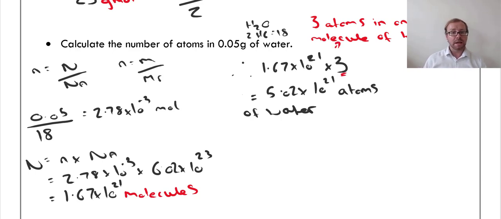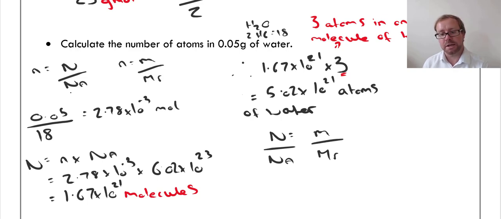Okay, right, so that's our answer to the question. If you're a clever clogs, I'll quickly show you that you could have done it a slightly different way. So if you look over here, n equals N divided by Na, n equals m divided by Mr. We know that the number of moles must be the same for each of these equations, so we could have said that N divided by Na equals m divided by Mr. So this is just a different way of doing it. Doesn't matter which way you do it.